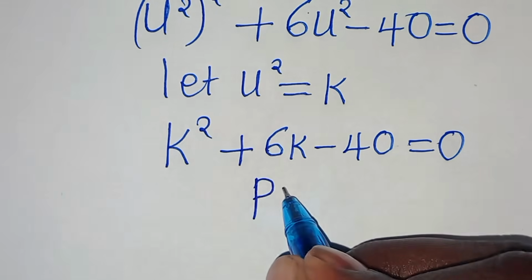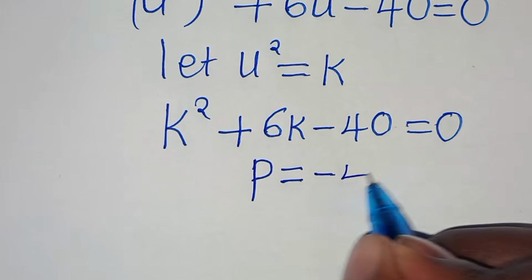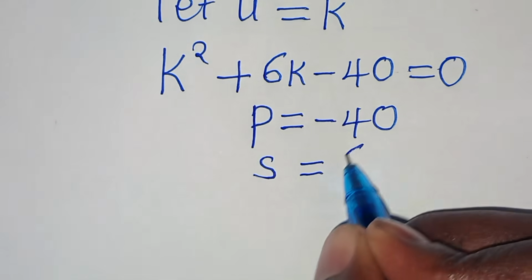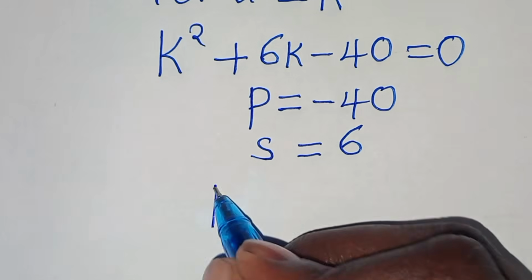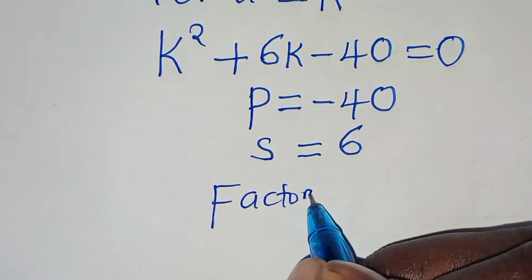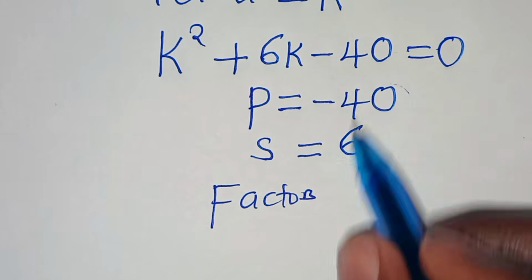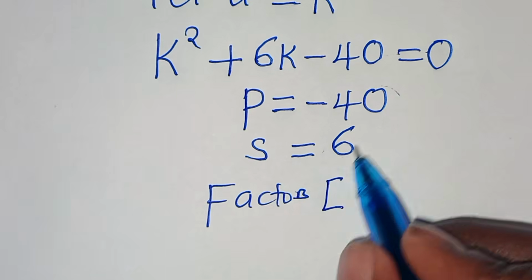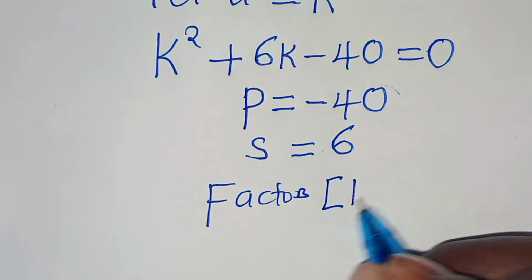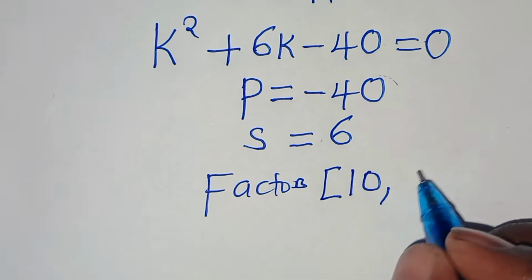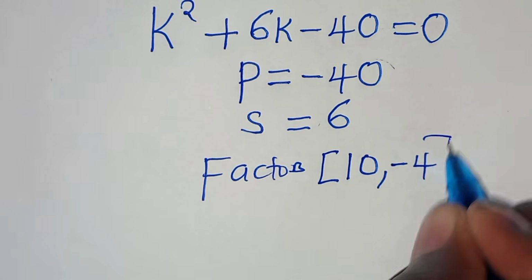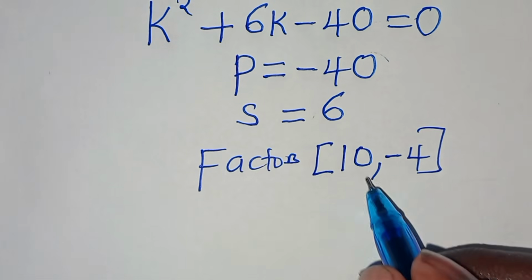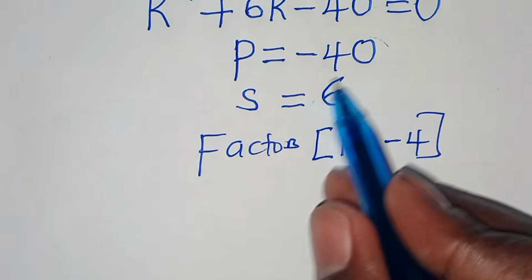We have the product here is equal to negative 40. We have the sum is equal to 6. So let's identify two factors. If we multiply these two factors, we'll have a value of minus 40. If we sum these two factors, then we'll have a value of 6. So these two factors, we have 10 and minus 4. So 10 times minus 4, this is minus 40. Then 10 plus minus 4, this is equal to 6.